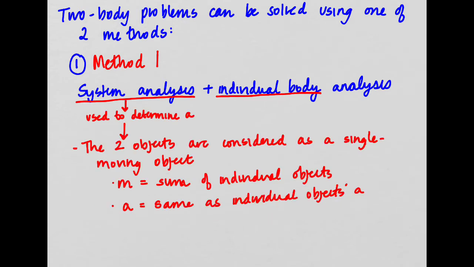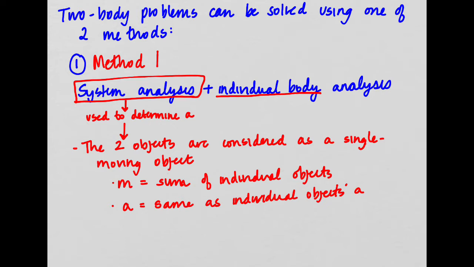Method one involves this thing called a system analysis, and the system analysis is going to be used to determine acceleration the majority of the time. In a system analysis, in this first part of method one, we have two objects that are considered as a single moving object. The mass will be equal to both of the objects' masses added together. And the acceleration, if we know it for one of them, we'll just assume for the whole thing that it's the same as the individual object's acceleration. So that's the first part of the method.